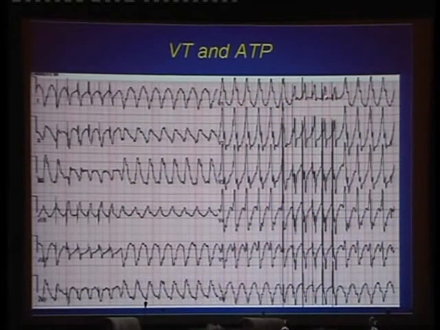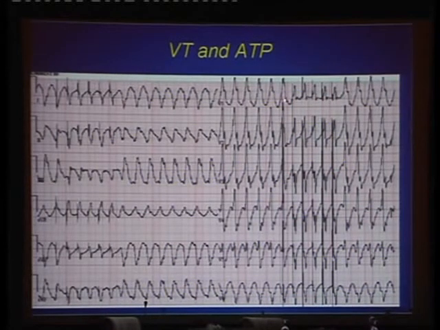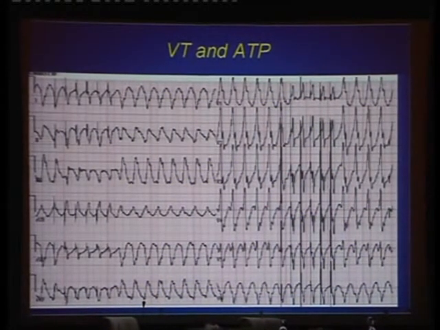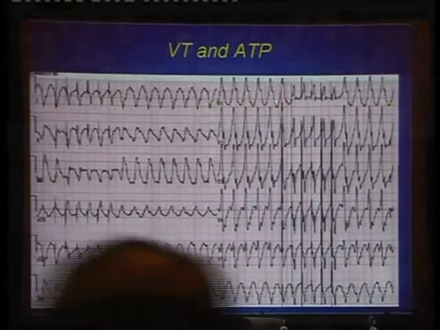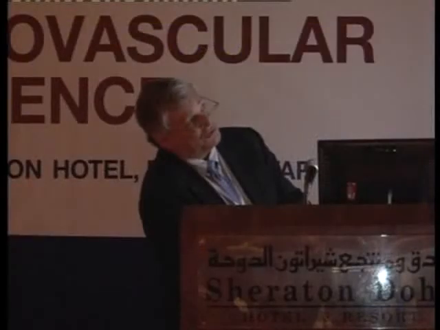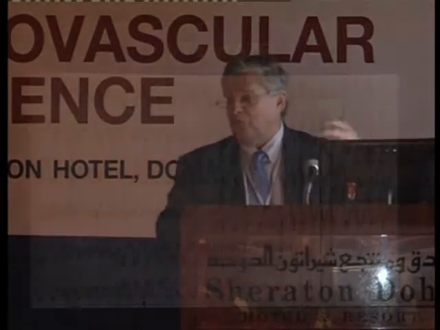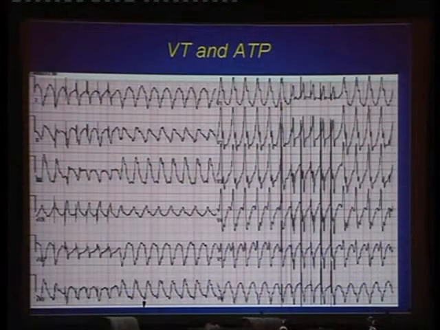And all these beats look the same, and they must be fused. But what I want to show you is that this beat here actually is the first beat of ATP, and this is also fused. So we've actually captured a portion of the left ventricle or the right ventricle with this one. Well, I don't know which one, but I do know the next one looks exactly the same as all the subsequent ones.